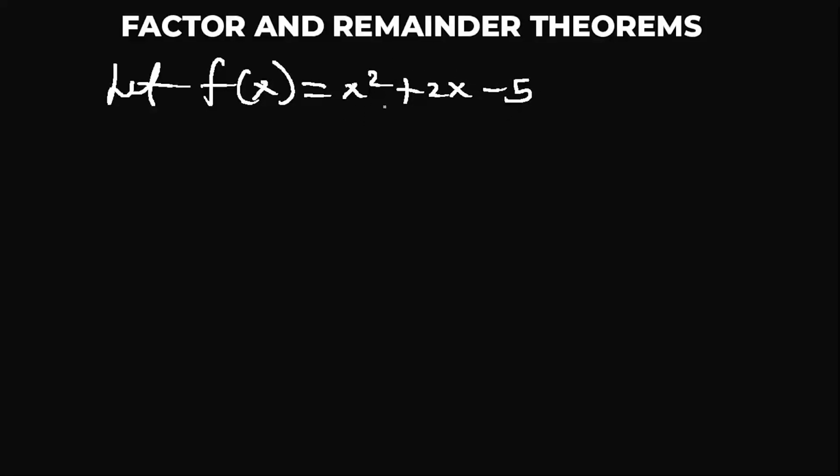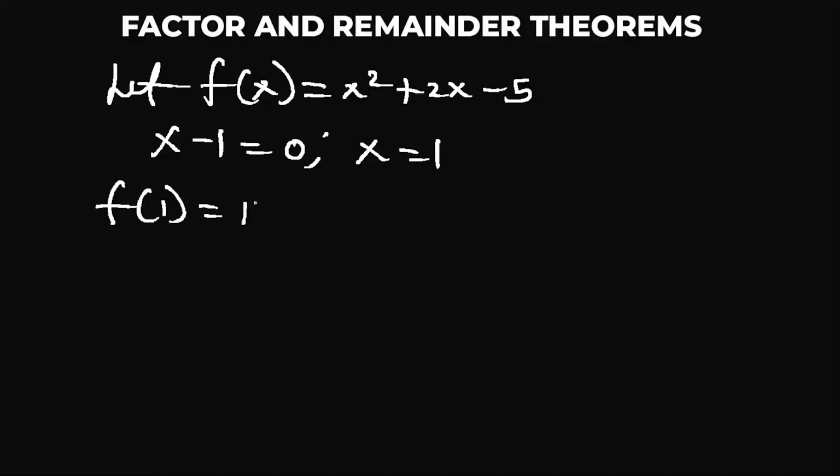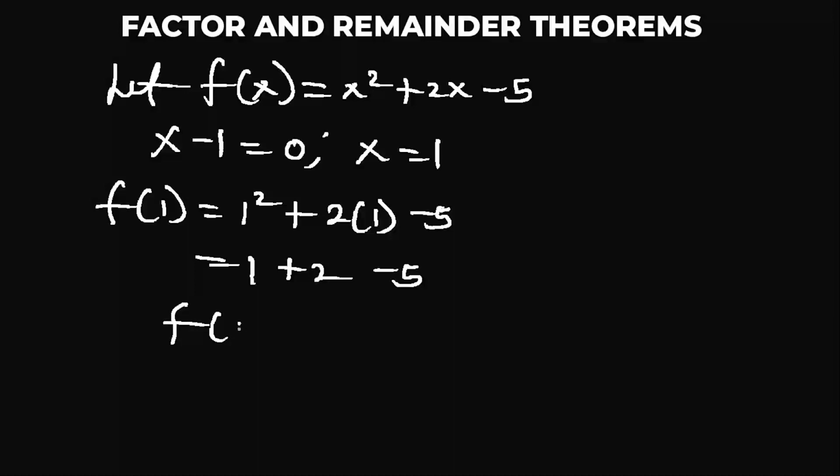If f of x is equal to this, remember the divisor is x minus 1. So using the remainder theorem, you let x minus 1 equal to 0 so that you have the value of x to be 1. Then you find f of 1. So f of 1 is going to be 1 squared plus 2 into 1 minus 5. And this implies 1 plus 2 minus 5. So f of 1 is equal to 1 plus 2, that's 3, and minus 5, that's minus 2. So the result that you have when you substitute for x will be your remainder.